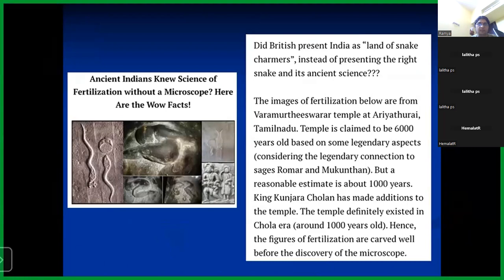Thank you. See this picture? That is the ovum, sperm, and then the growth of the fetus within the uterus of the mother. All these things are there in the pillars of a temple, which is called Varamuteshwara temple in Aryadri. It is more than 1,000 years old.